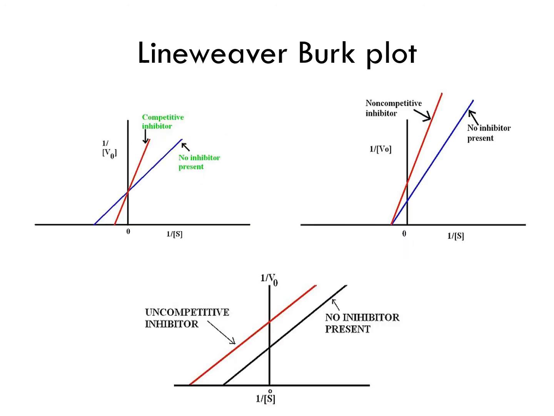And then when we look at the Lineweaver-Burk plots for each of these, it's going to affect them differently. So for competitive inhibition, what's going to be affected is going to be your Km. For non-competitive, what's going to be affected is your Vmax. And then for uncompetitive, it's actually going to be proportional. So the line is going to move parallel to the no inhibitor present state, and you're going to see a change both in your Vmax and your Km.